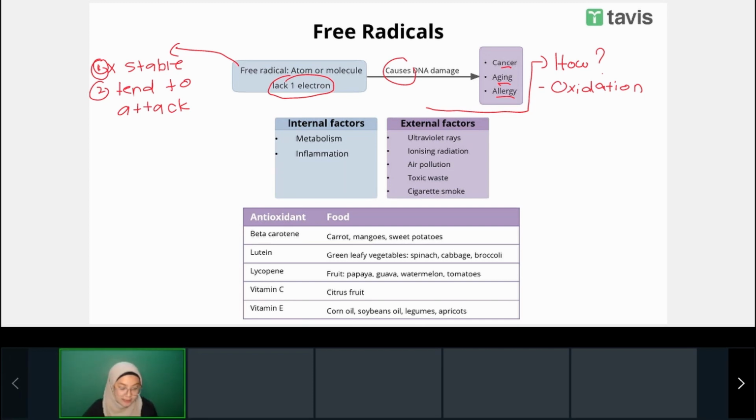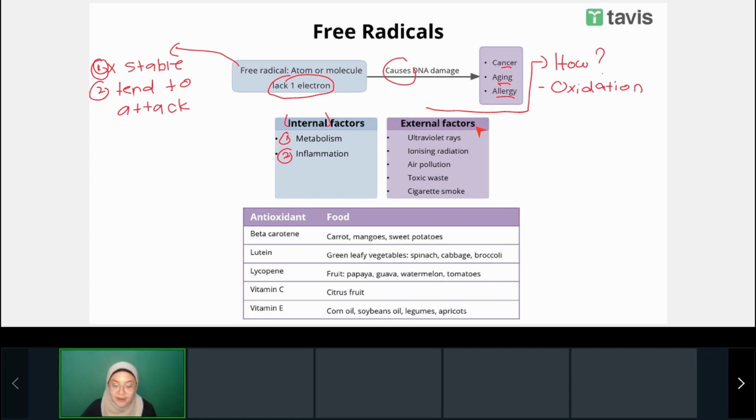So let's see, oxidation can occur either internally or externally. Internal factors are oxidation that occurs inside our body. The first one is metabolism, and the second one is inflammation. Metabolism is a process where the food that we eat is converted into energy. During that process, free radicals are produced. So we have the internal factors of the oxidation process. Another one is external factors that we get from the environment.